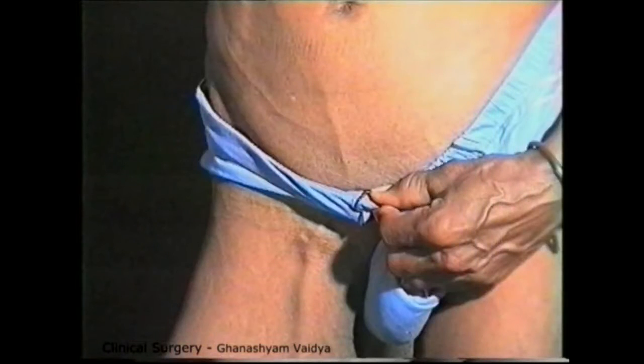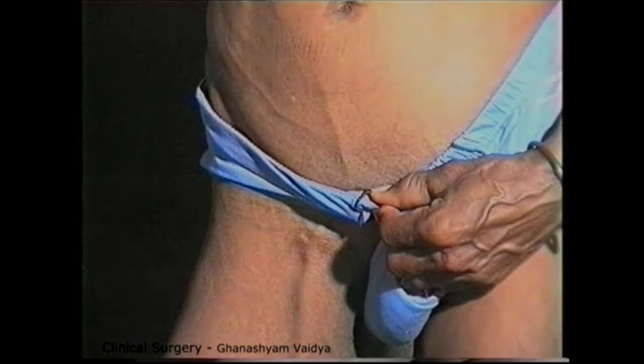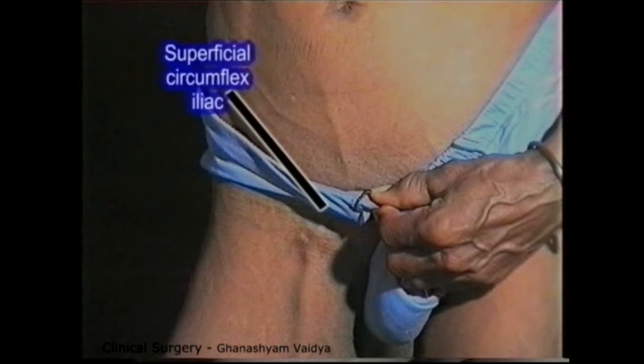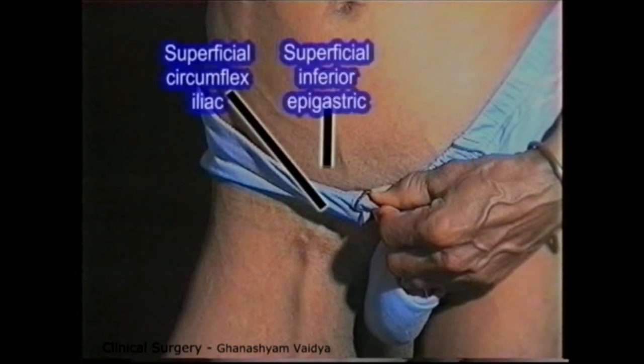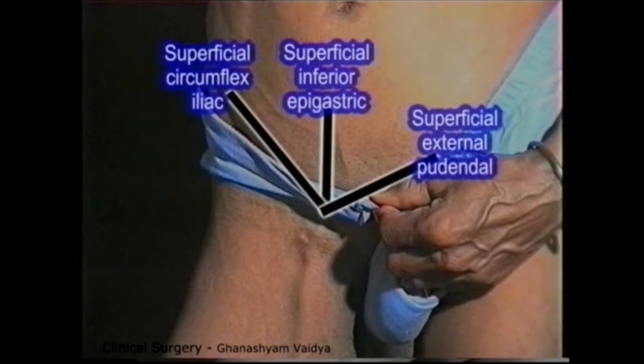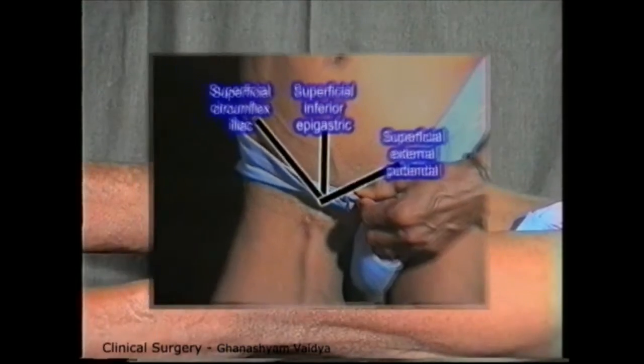Now look for dilated veins over the lower abdomen above the inguinal ligament converging onto the saphenous opening. These are the superficial circumflex iliac, superficial inferior epigastric and superficial external pudendal veins which enter the long saphenous vein just before it joins the femoral vein.